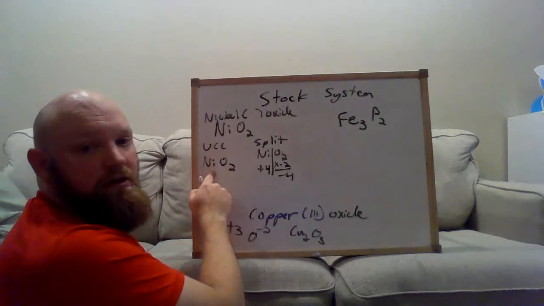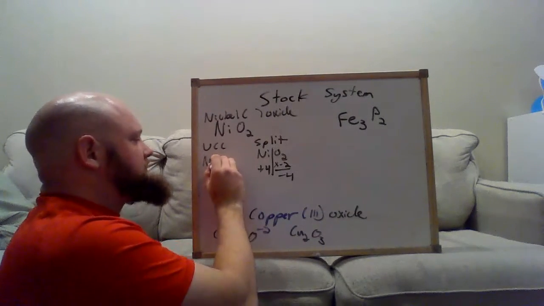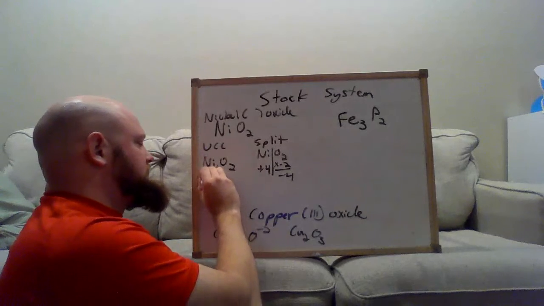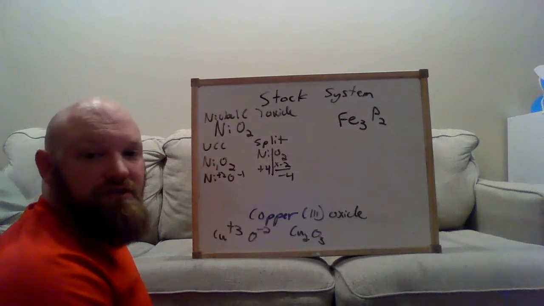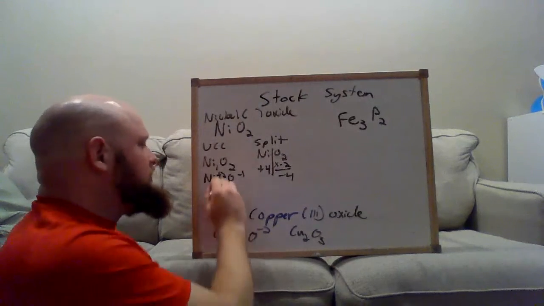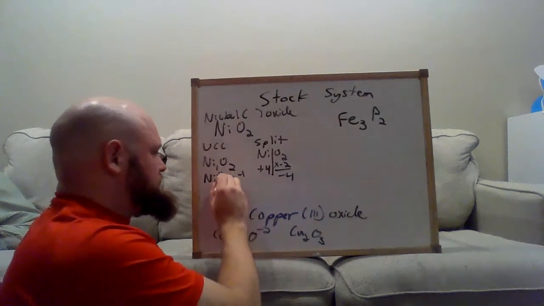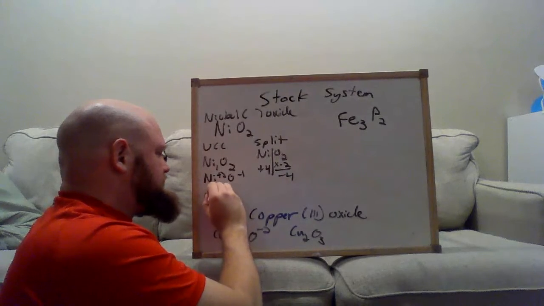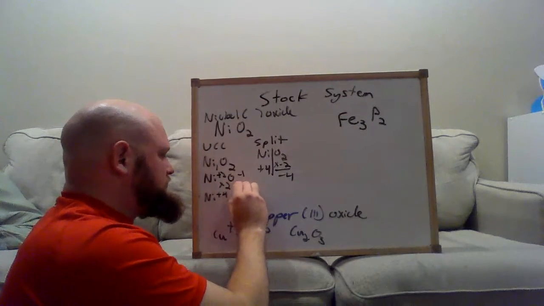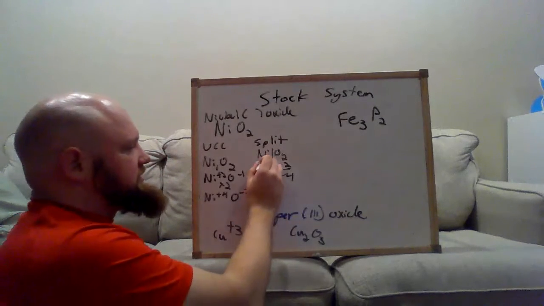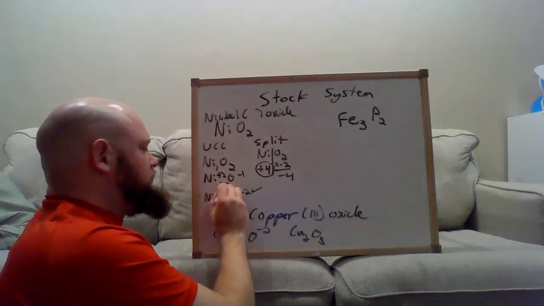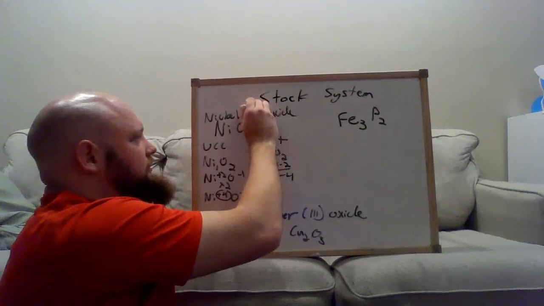So I say my nickel, I don't see anything, so I write a 1. I take the numbers, bring them to the top. So I have Ni plus 2, O minus 1. Oxygen, is it really minus 1? No, it's minus 2. So I multiply everything times 2. So I have nickel plus 4, oxygen minus 2. Oxygen is minus 2. And notice that the answer lines up either way.